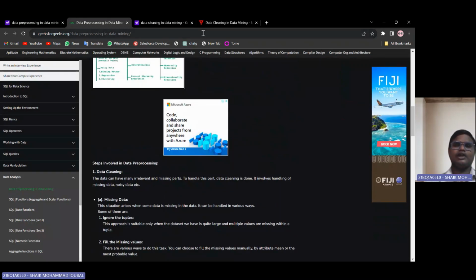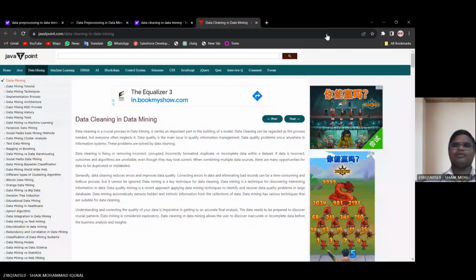So steps involved in the data pre-processing. Data cleaning. The data may have many irrelevant and missing parts. To handle this part, data cleaning is done. It can be achieved in two steps. Data cleaning is a crucial process in data mining.